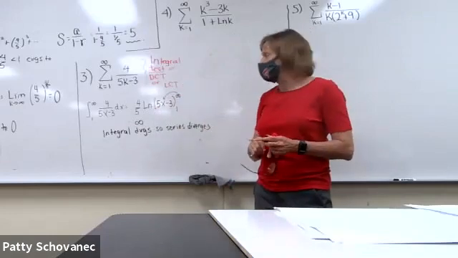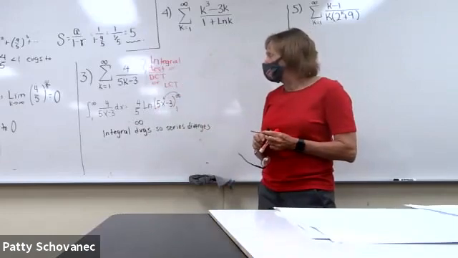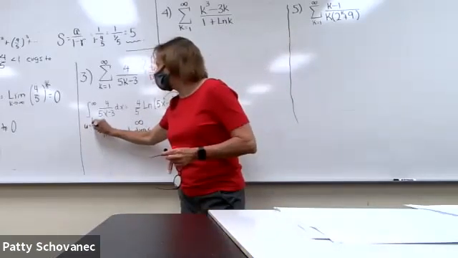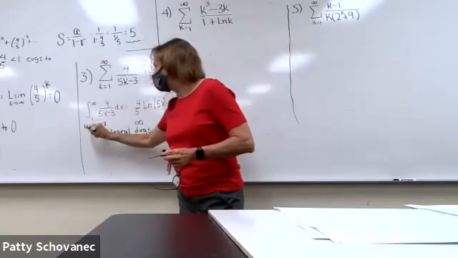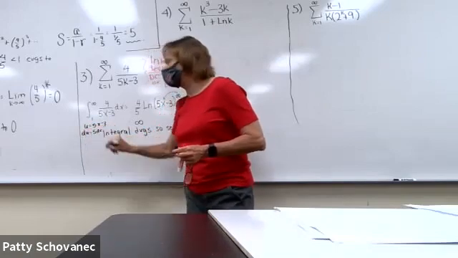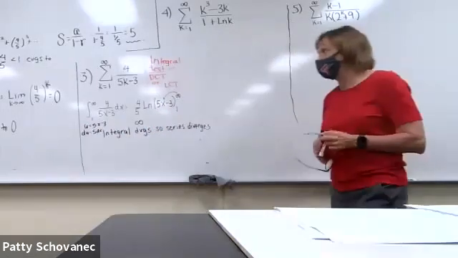Yes, sir. Why is 4 over 5 on 4? If u is equal to 5x minus 3, then du is 5 times dx. Oh, right. So that 5 comes from the du substitution.